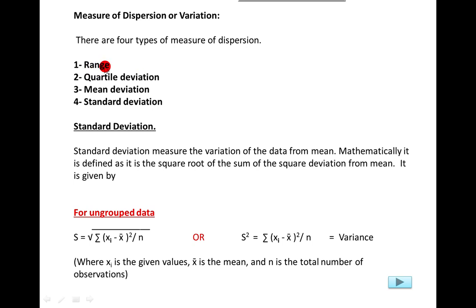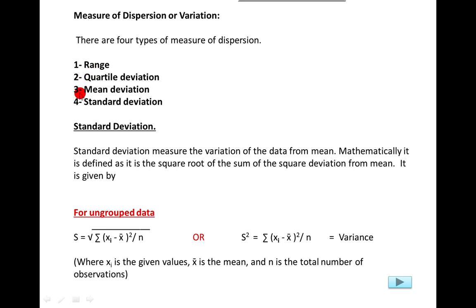And the formula of the range is equal to, you know that, maximum value minus minimum value. You have used this formula, this range, in frequency distribution table. With the help of range, we find the range of the data, how dispersed the data is from minimum to maximum value.